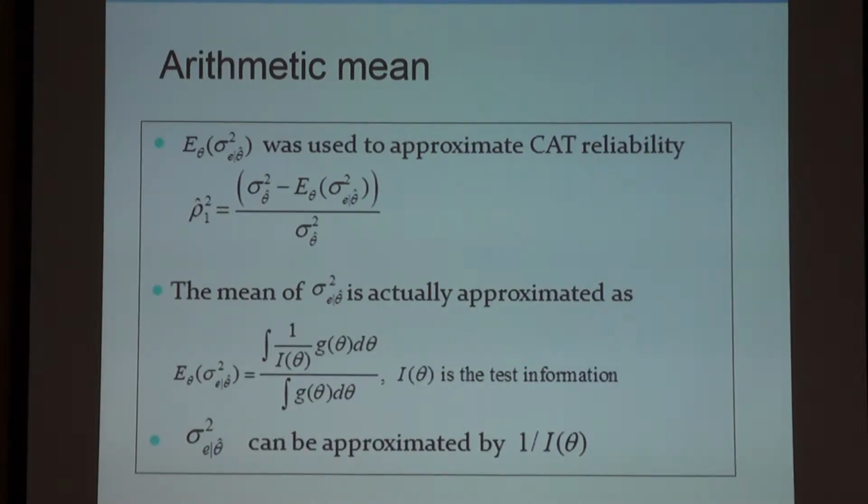Here is the first estimation method, estimating the mean. This is the mean of the variance of the standard error, which, as you can see, was used to approximate CAT reliability. So the first method: the correlation equals, again, the numerator on the left side, the variance of the estimate minus the marginalized error, the expected error variance, divided by the observed variance. This is kind of an approximation, as you can see.